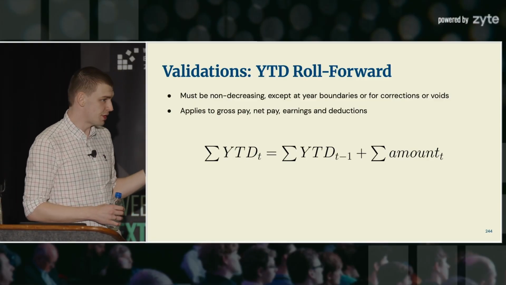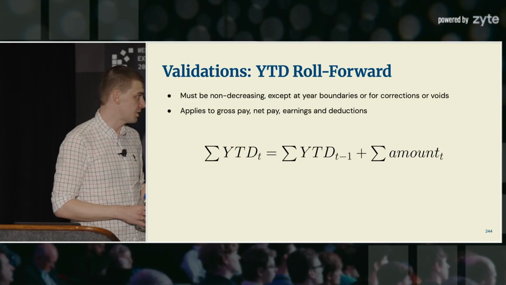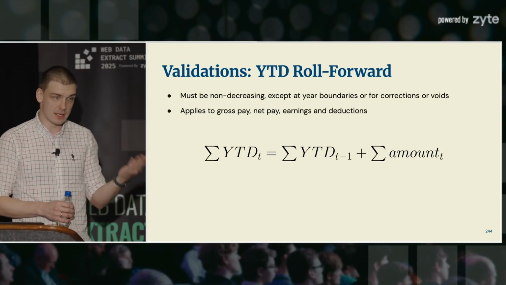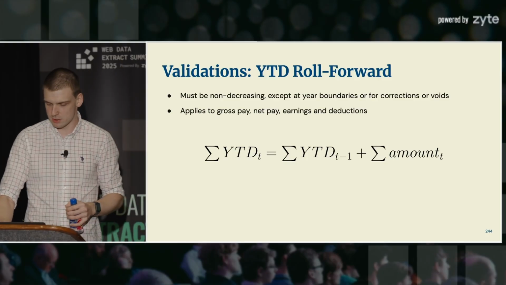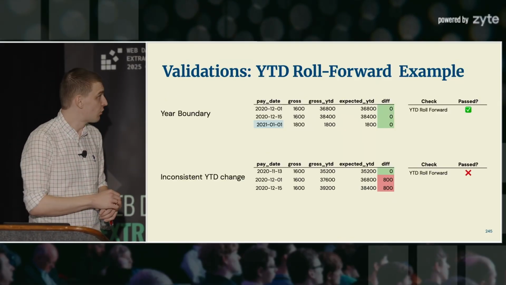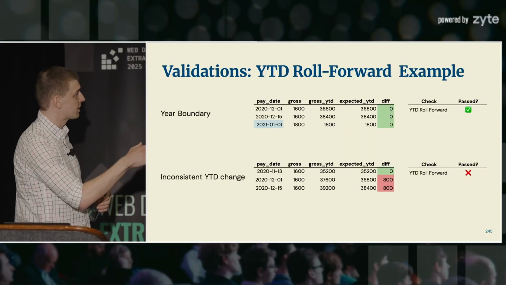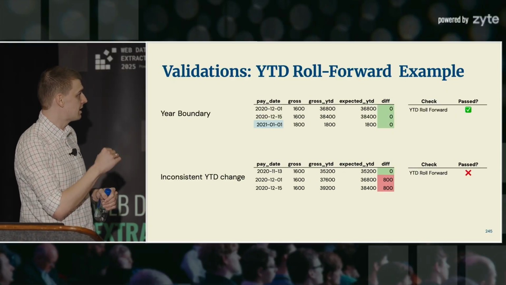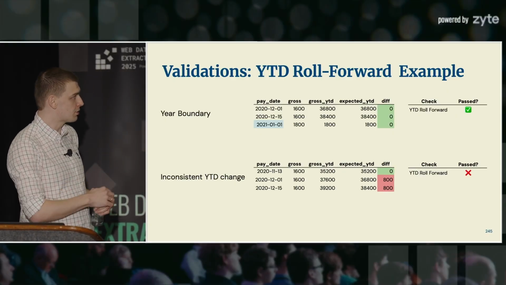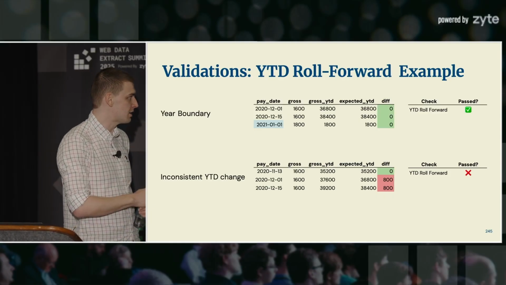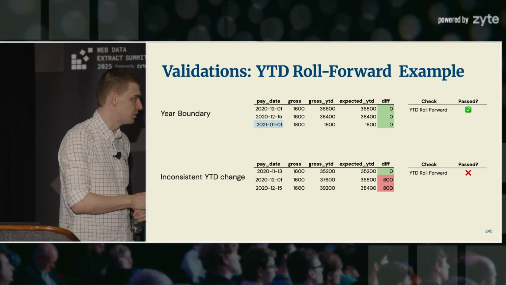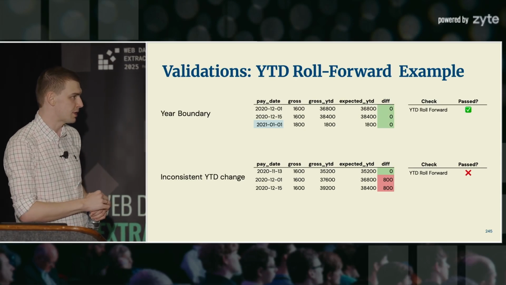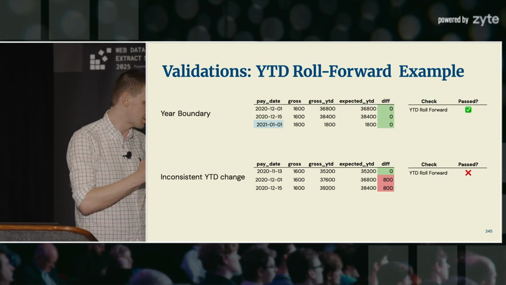Next, we validate that year-to-date values roll forward in consecutive pay stubs. It must be non-decreasing, except at year boundaries or for corrections, obviously, and this rule applies to gross pay, net pay, earnings, and deductions. So, in the first example, the check is passed, everything is correct, even at the year boundary we detected that everything matches. But in the second example, our expected year-to-date is 800 less than the parsed gross year-to-date. It fails our check, and review may be required because it might not be a problem of our extraction, but a problem in the initial documents.